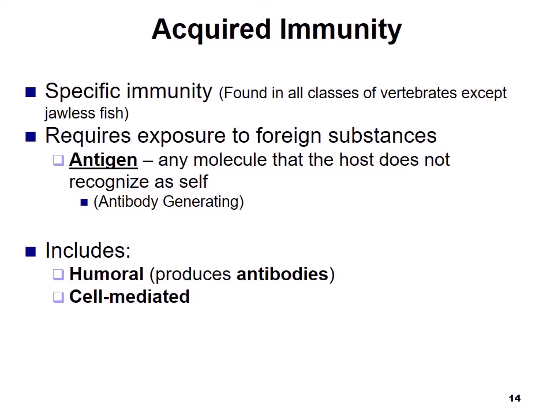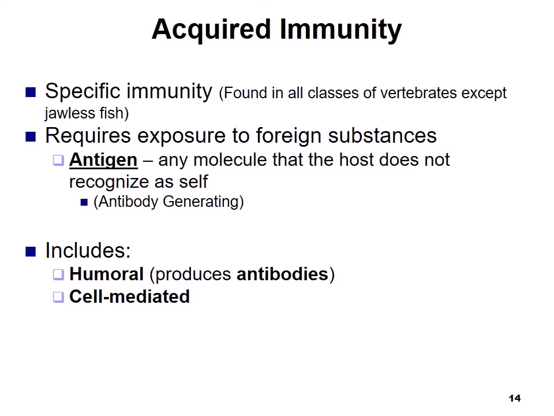So any molecule that your body doesn't recognize as itself is called an antigen. And it's called an antigen because it's an antibody generating molecule. So sometimes people get stuck with antigen versus antibody, and it's definitely worth spending a little bit of time on it, because an antibody attacks an antigen. So the antigen is the foreign thing, the antibody is the thing your body makes in response to the antigen. So be careful on that one.